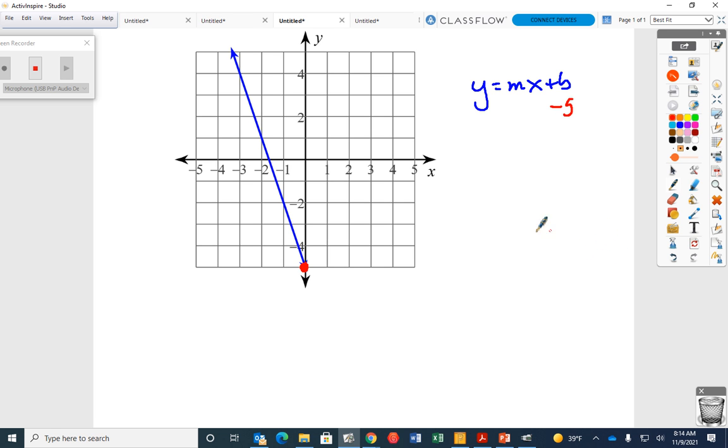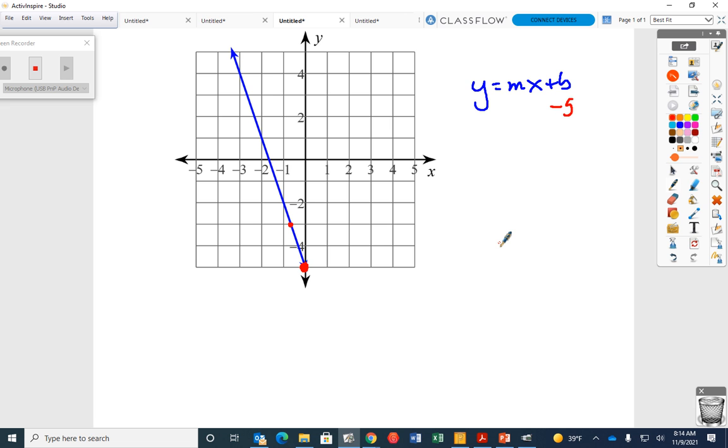Now, when I determine the slope, on your worksheet I actually put designated points on there so that you know where to count from. Here you don't really see a point, but why would I not want to count from here?